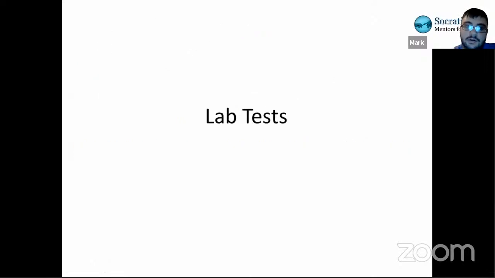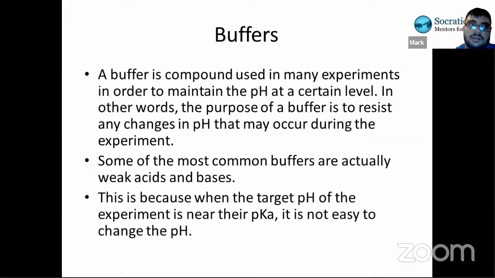Last thing I want to go over is lab testing. In labs, and I'm sure some of you have done this, we have this thing called a buffer. A buffer is a compound that's used in many experiments, especially in biology, in order to maintain the pH at a certain level. When you have a test tube and you have reactions going on in the test tube, biological or chemical, they may produce products that are acidic or basic, and those products would change the pH of the solution.